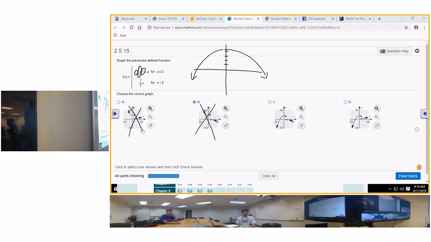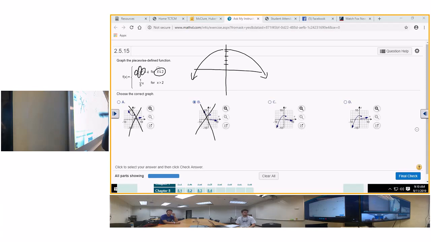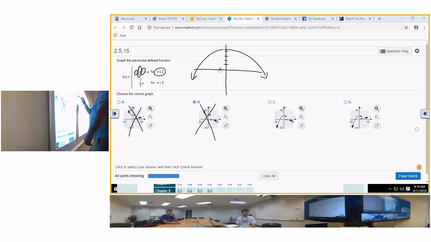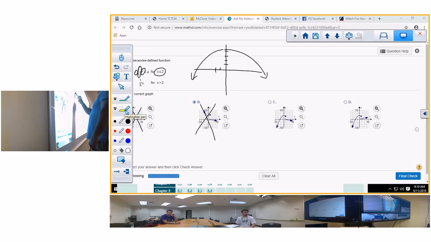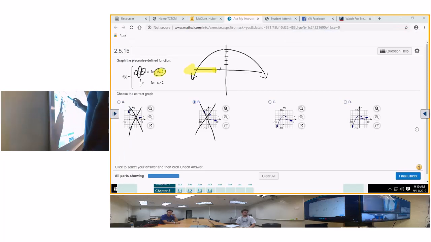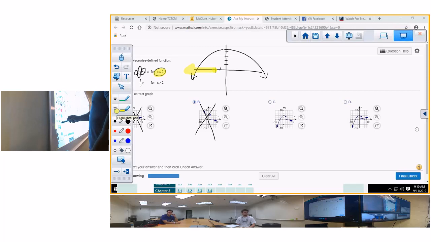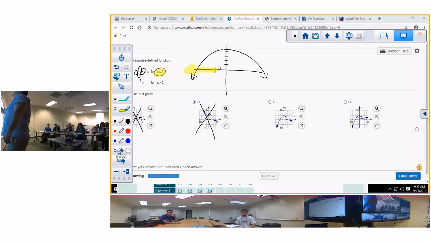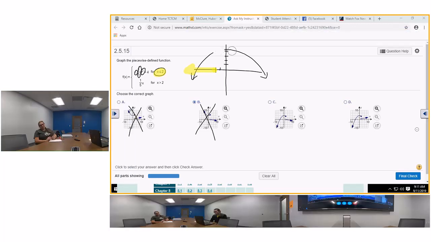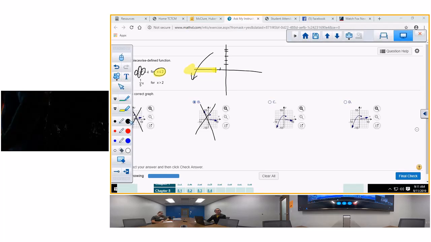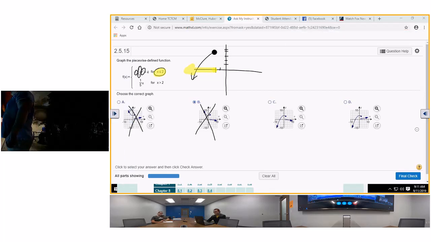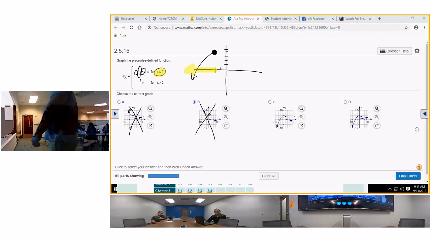Now, where is x less than 2? Well, that's right here. I'll highlight that. X less than 2 is this way, right? Everybody with me? So that means I've got to erase all of this, because that is the domain for that part of the parabola. Now do we need a solid circle or a closed circle? A closed circle, because it's equal to.